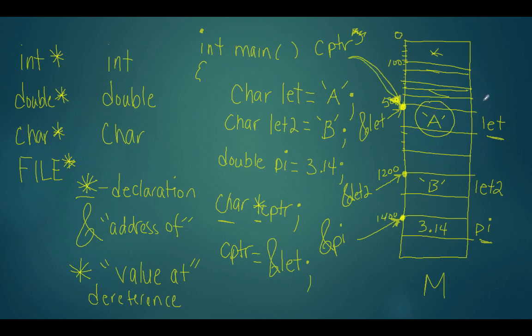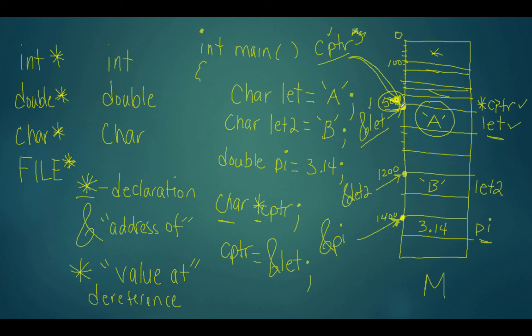And that is, in the way that I do it, I would say value at CPTR. So value at CPTR and let are the same thing. And address of let and CPTR are the same thing. Address of let and CPTR in this example both store the value 500. That value 500 is not an integer that's useful in my program. It is a location. CPTR points to location 500. Address of let points to location 500.